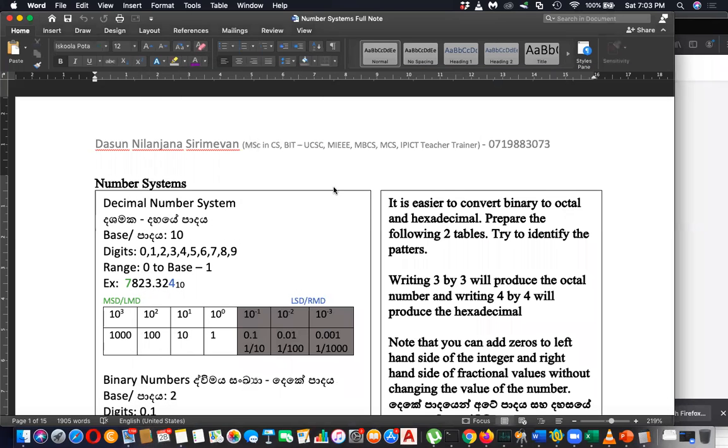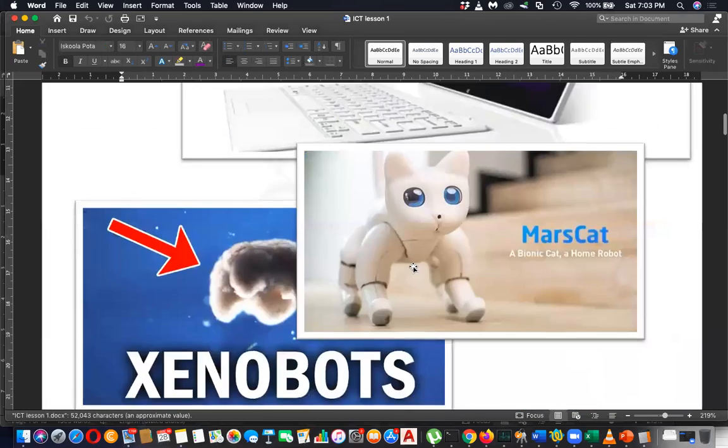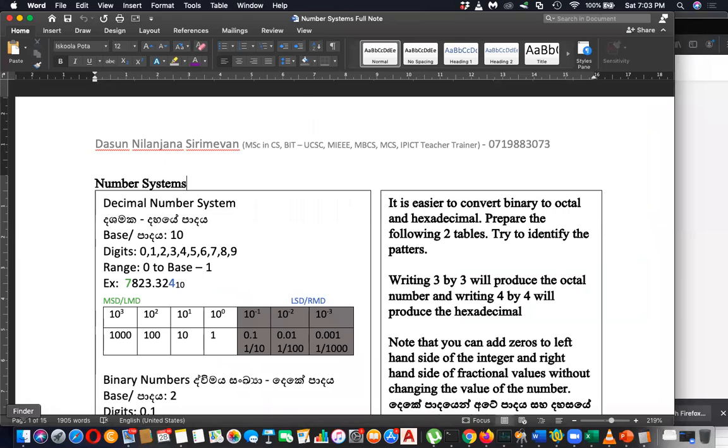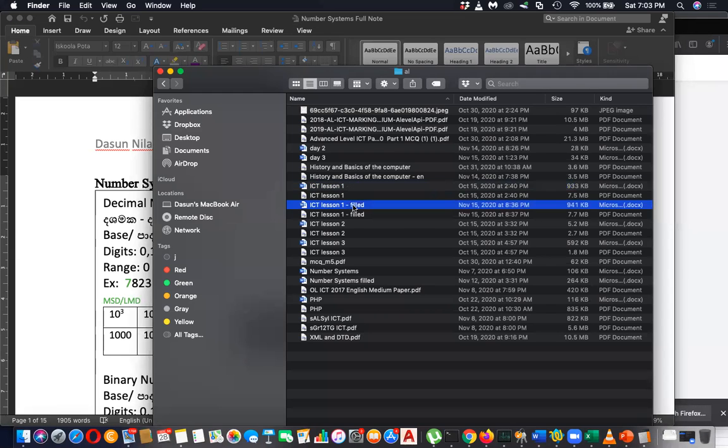Under ICT lesson number 1, I think we have discussed the very basics. So this is not the one we have filled. Let me go to the filled one. Okay, this is the one filled.